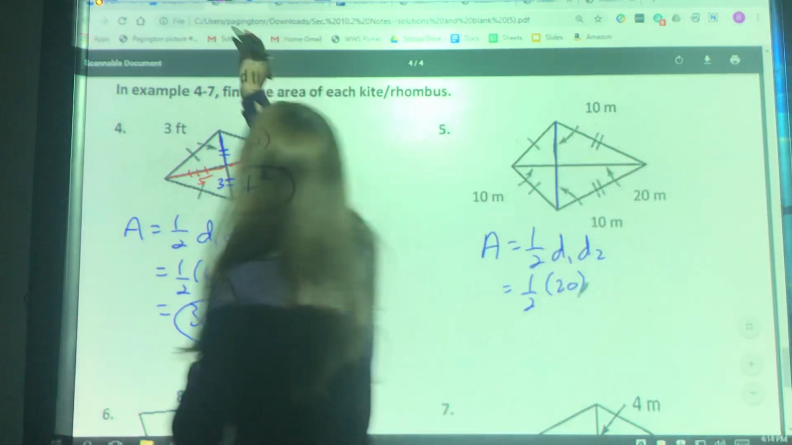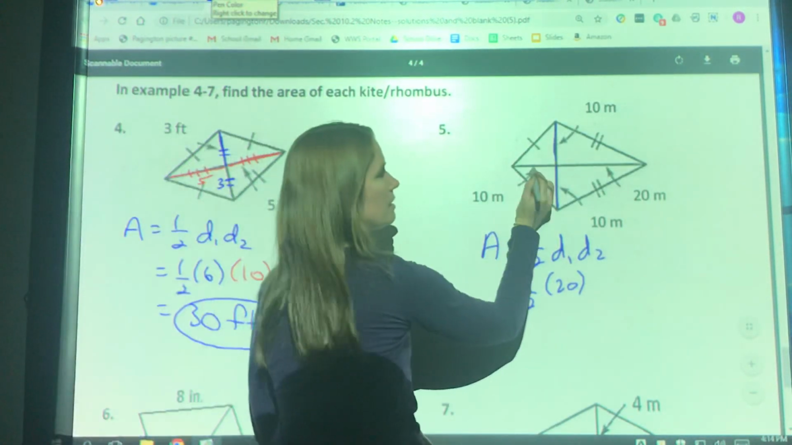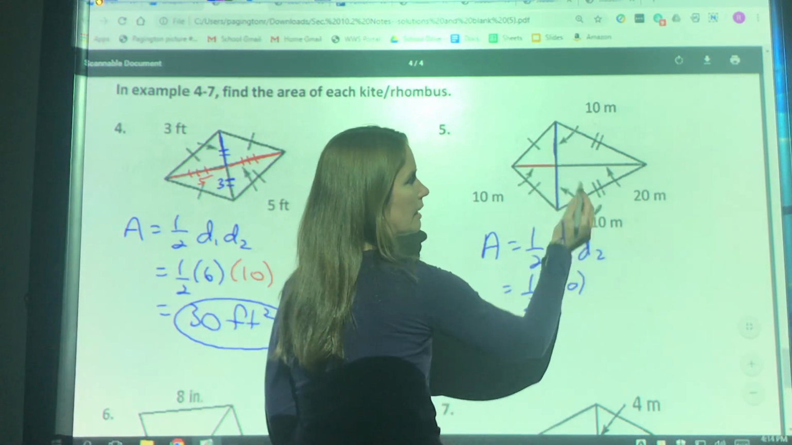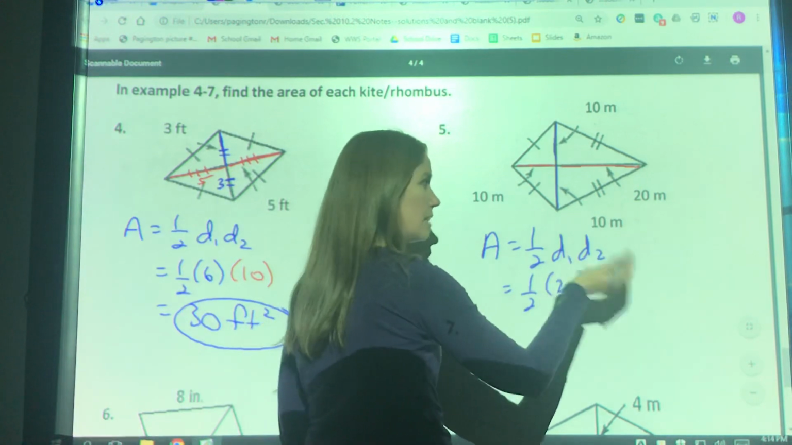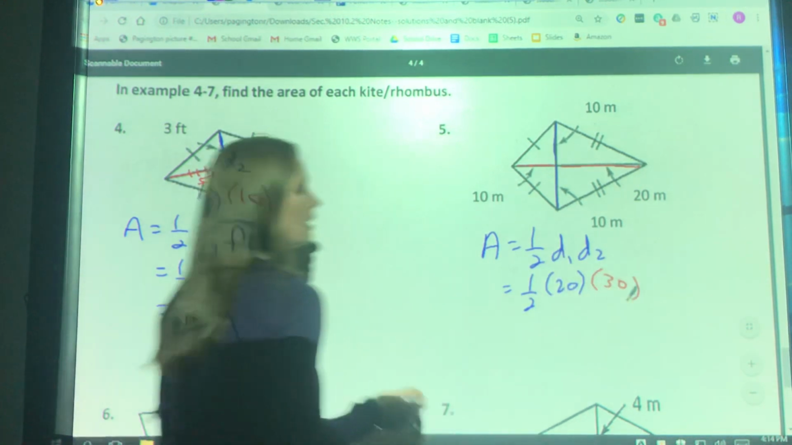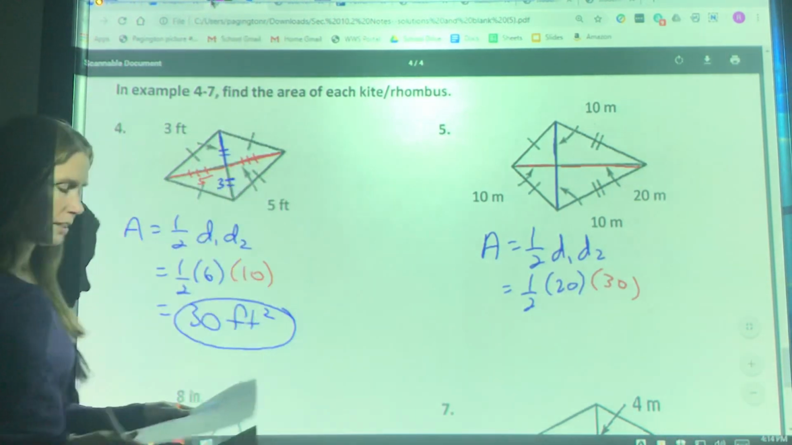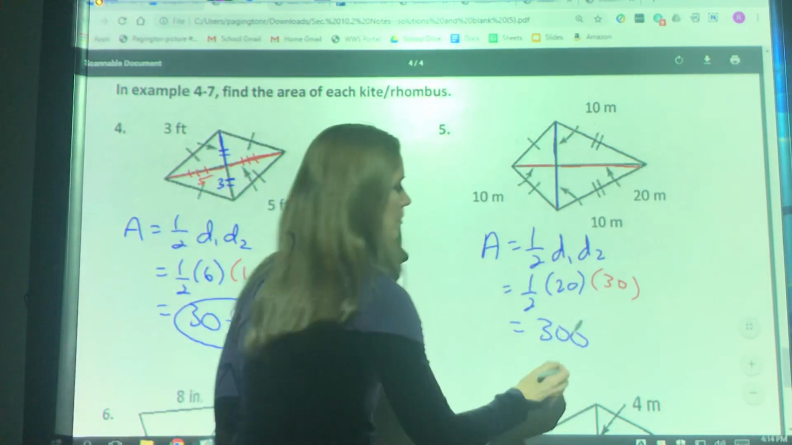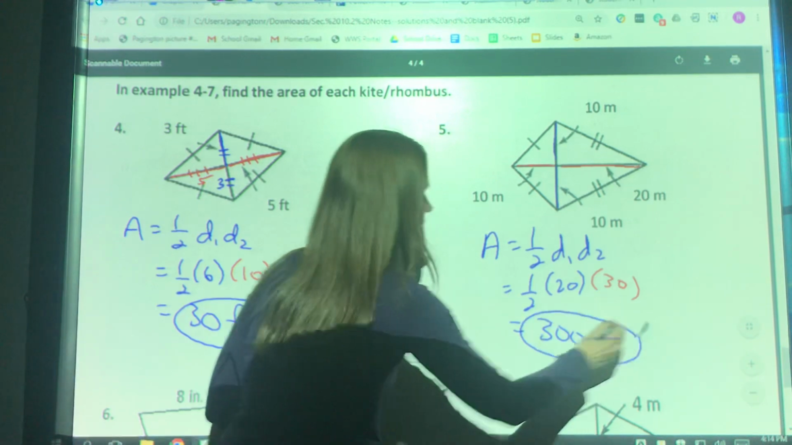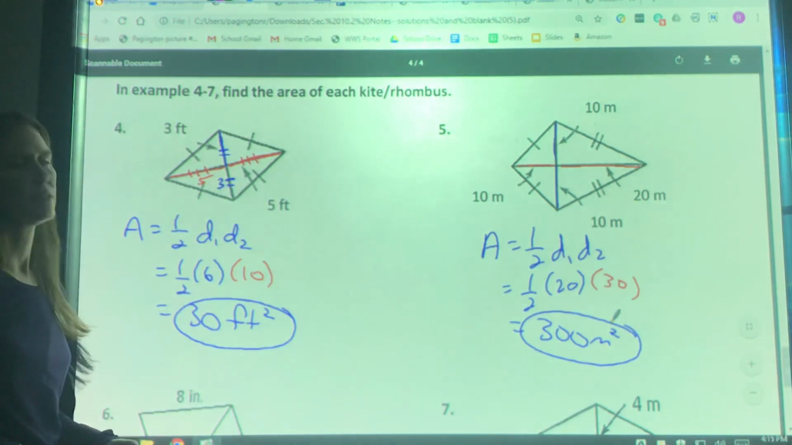Okay? If I look over here, I can see this piece is 10, and I can see that this piece is 20, so if I add those up, I can see 10 plus 20 is 30. And then if I get that plugged in my calculator, I can see that I get 300, and my units would be meters squared. Make sure you're putting units with your answer.